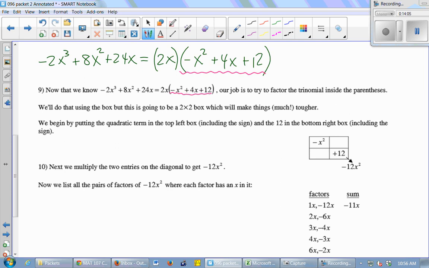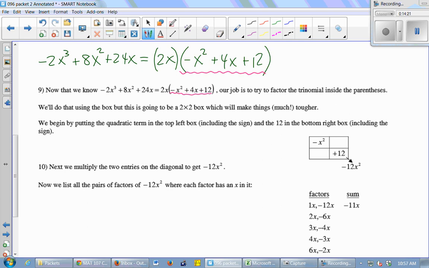So this is a procedure that's going to work, and it's kind of like, why are you doing that? Right? Like, why are you multiplying the diagonals? Just trust me. It's going to work. We're going to figure out what goes along the top and along the bottom to make the right product.